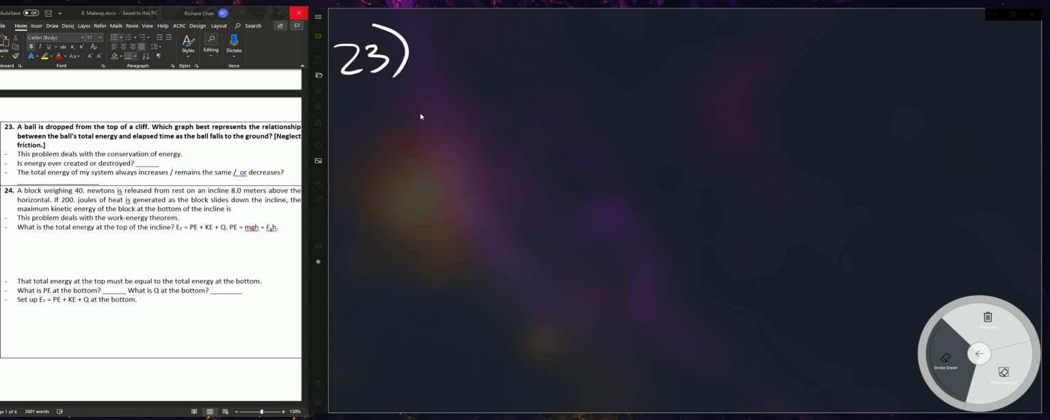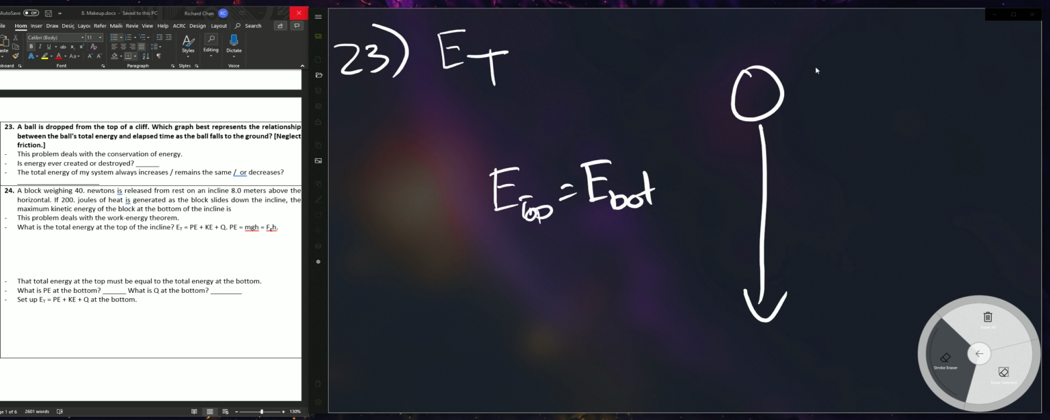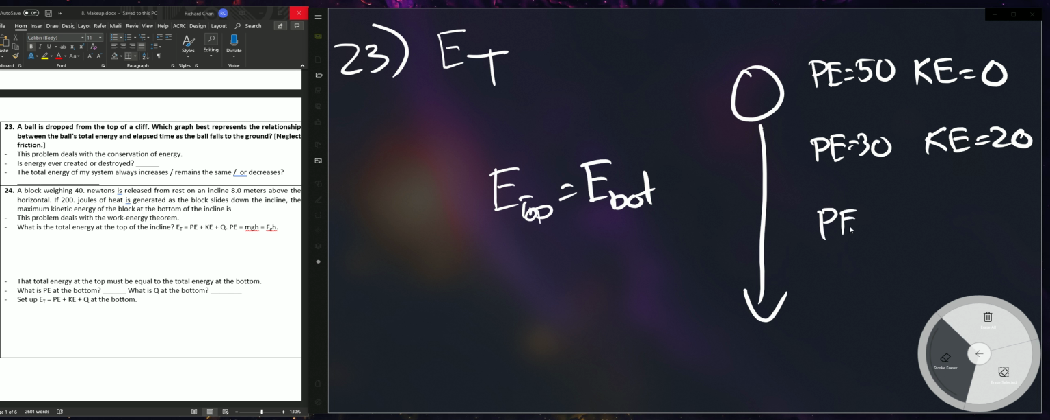A ball is dropped from the top of a cliff. Which graph best represents the ball's total energy as the ball falls to the ground? And I told you, your total energy at the top must equal your total energy at the bottom. So over time, it doesn't matter where you are, right? If the ball drops here, let's say your potential energy is 50 and your kinetic energy is 0, and here your potential energy is 30 and your kinetic energy is 20. Potential energy here is 20 and kinetic energy here is 30. Guess what? Your total energy never changes. Your total energy stays the same throughout time.